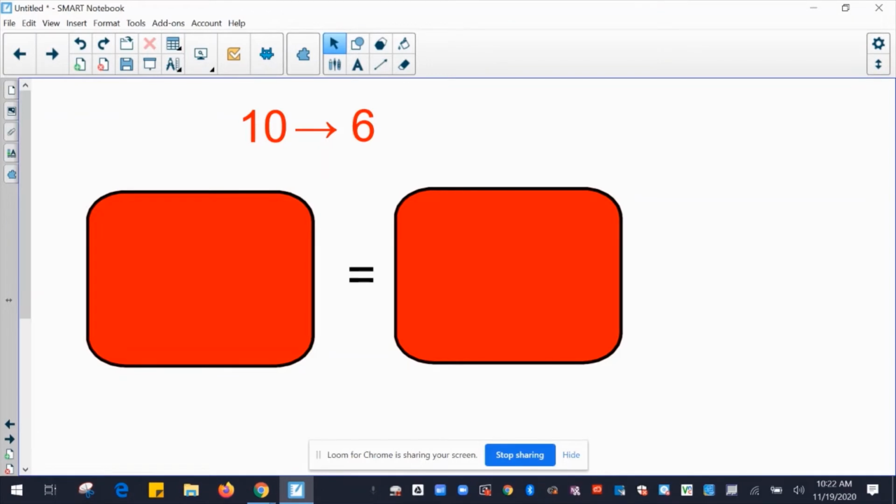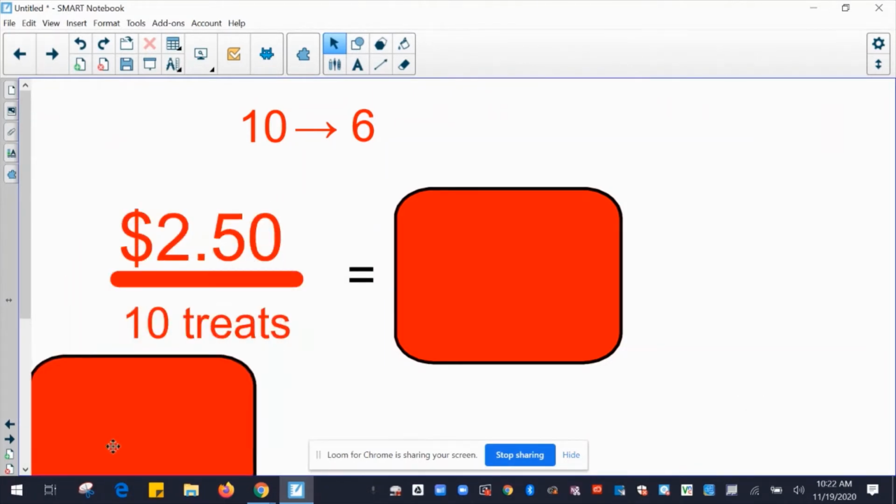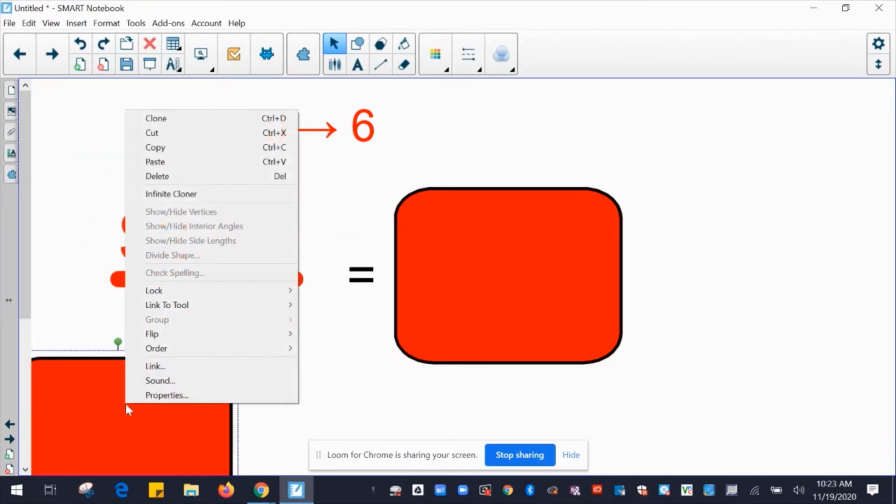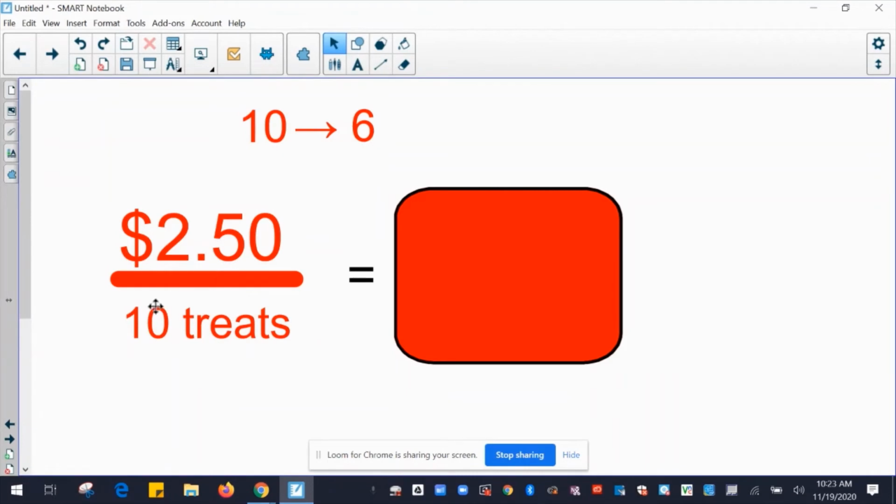Well, the first thing we would need to know is how much did it cost for a box of 10? That could help us figure out how much each treat is. So our first here is the cost of 10 treats. 10 treats were $2.50. So for every 10 treats, we have $2.50. We want to figure out how much one treat is.